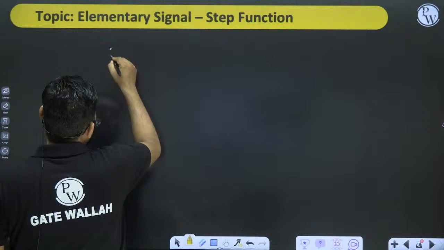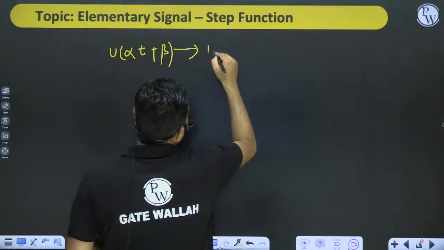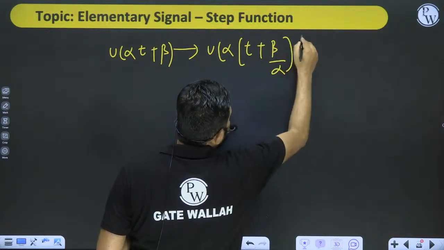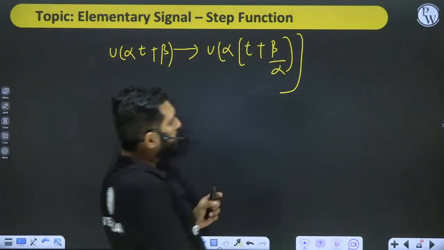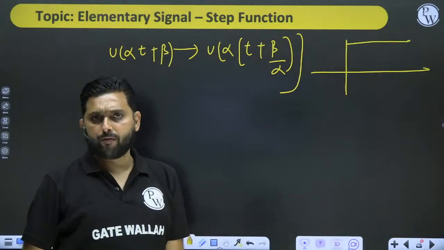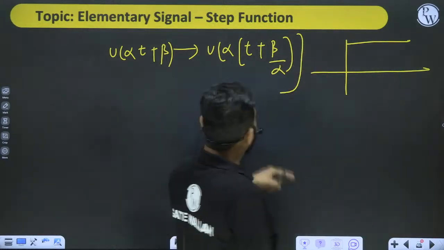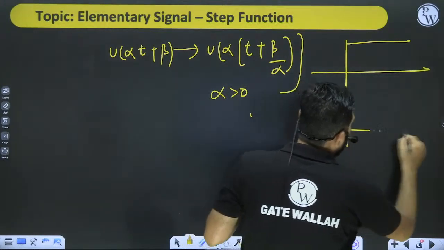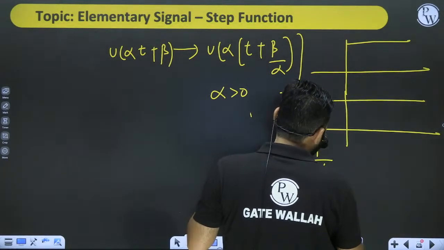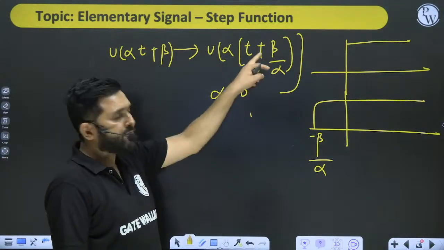What is u(alpha t plus beta) then? It can be written as u(alpha times t plus beta by alpha). Depending of course on the values of alpha, let's consider alpha to be positive, alpha greater than 0. So dividing by alpha will not make a difference. The only thing is that the signal is shifted by minus beta by alpha, a left shift by minus beta by alpha.